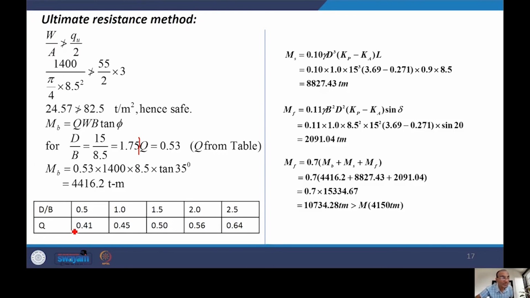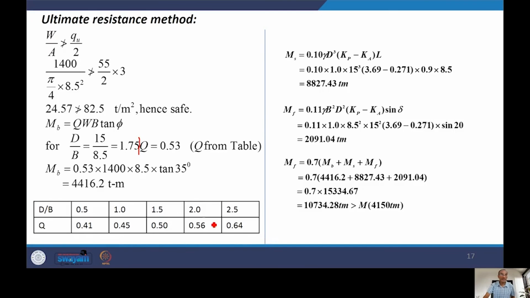Now continue with that. The moment at the base, MB, can be calculated using this relation, Q W B and phi. In this case, first of all, this coefficient Q depends on the shape and the d by v ratio. The d by v ratio in the given problem is 15 divided by 8.5, almost 1.75. For this d by v ratio, you can calculate the value of Q. Because you have this number 0.53, it will be in between 1.5 and 1.2. So you get Q equal to 0.53 for d by v of 1.75. It will be the average of these.